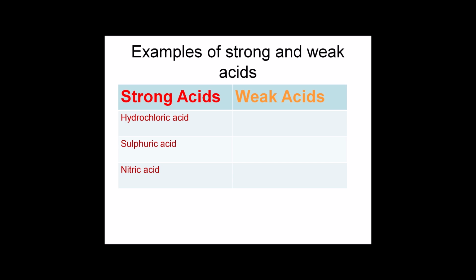For weak acids, ethanoic acid, which essentially is the acid in vinegar, citric acid, which is essentially, well, it is the acid inside citric fruits, hence the name, and then carbonic acid, which is often formed by carbon dioxide dissolving in water. You don't need to know the chemical formulas for the weak acids, but for the strong acids, yes, learn those three.